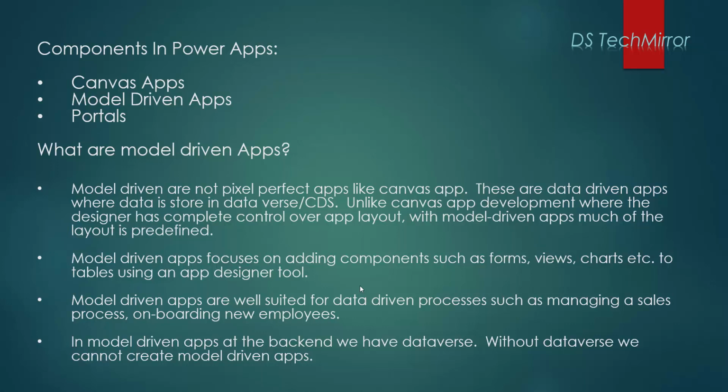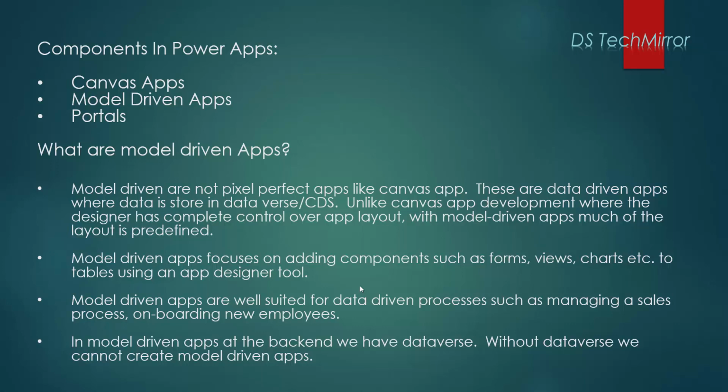So first question is, what are model driven apps? Model driven apps are not pixel perfect apps like Canvas app. So what do we mean by this statement? When we create a Canvas app, we have full control over the UI. We can drag and drop all the different controls on my app. There are multiple screens in my app. We can design the UI, decide the color, decide the font size. So we have complete control over the UI of the Canvas app as well as the functionality.